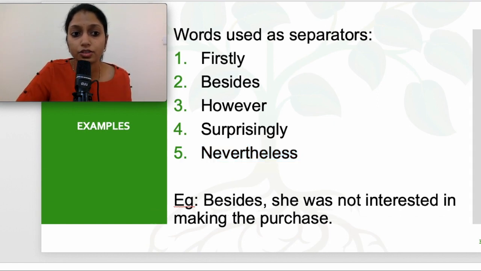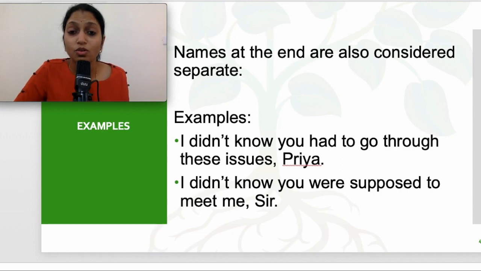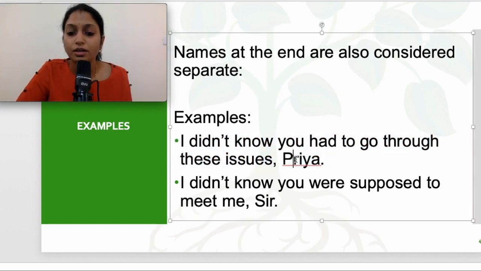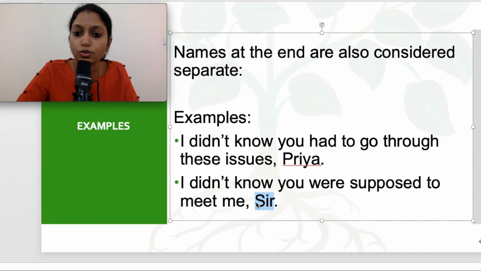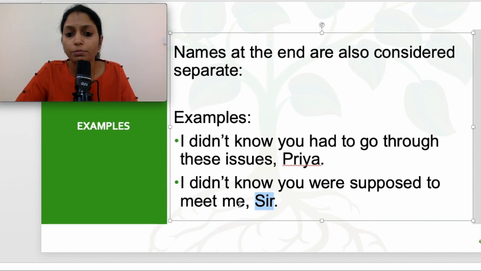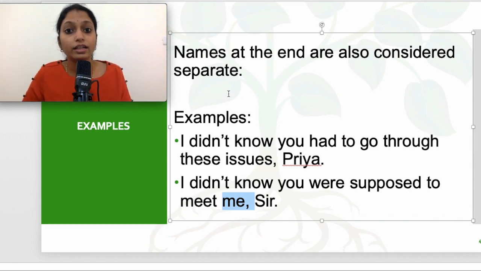Take a look at other situations where you use a comma. Names also function as separators sometimes. You didn't know this, I'm sure, right? If you can read these sentences here, the names are present at the end of a sentence, and when you place names or such salutations at the end, you will always put a comma before that. I didn't know you had to go through these issues, Priya. I didn't know you were supposed to meet me, sir. Right? Although the pause there is very brief, it's still there and the comma still functions there.